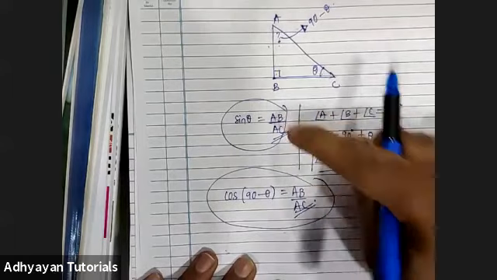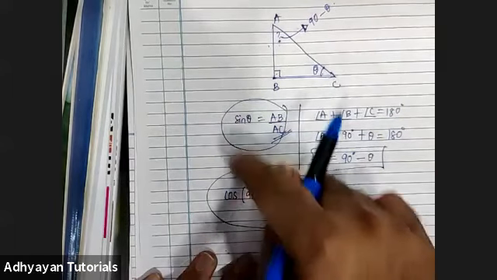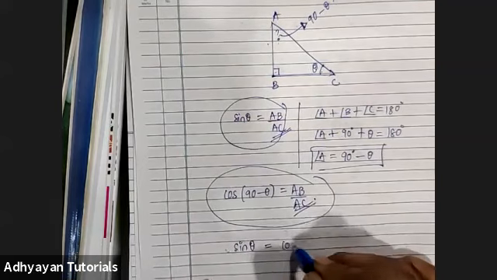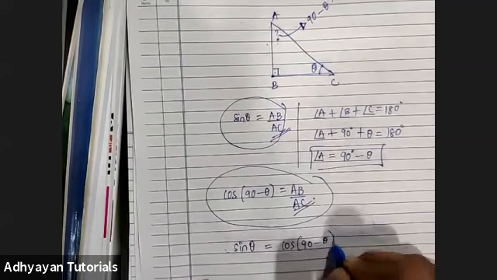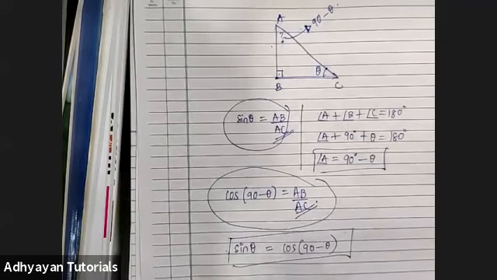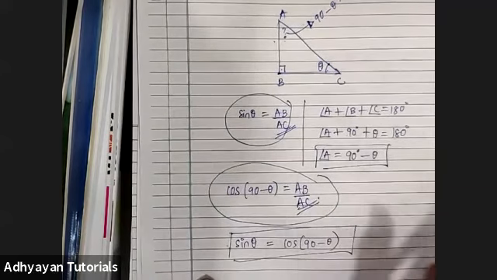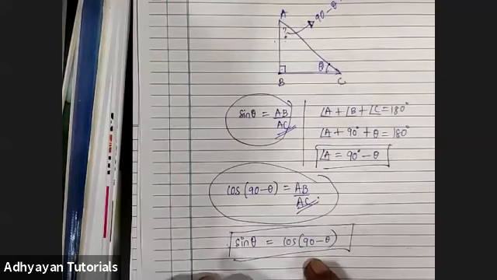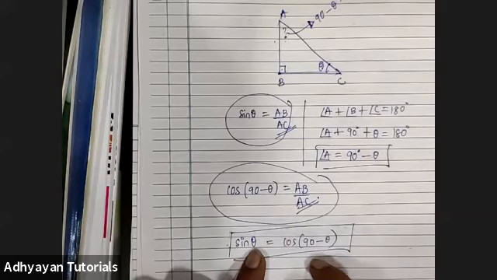Now since the right hand sides are equal, can I state the left hand sides are equal? That means sin theta can be stated as cos 90 minus theta. This is your first formula. Sin theta is cos 90 minus theta, and these are called complementary formulas under the trigonometry section, right? I hope it is clear. Why complementary formulas?